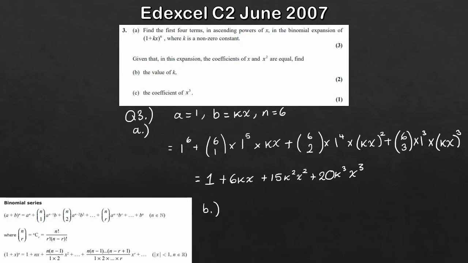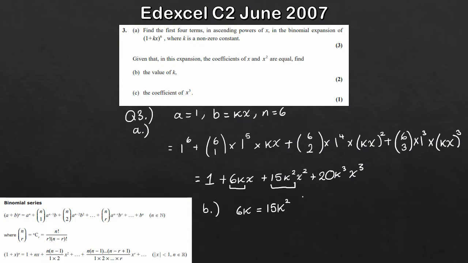Right, let's have a go with it. So if the coefficients of x and x squared are equal, what we're saying is that 6k, the coefficient of x, is equal to 15k squared, the coefficient of x squared. So 6k is equal to 15k squared. All I need to do now is solve this for k.